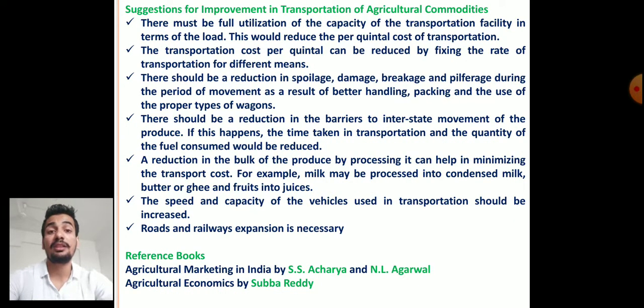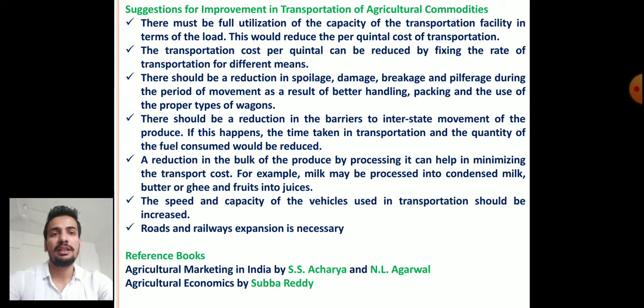The next is suggestions for improvement in transportation of agricultural commodities. There are a few suggestions. First, there must be full utilization of the capacity of the vehicle in terms of load. This would reduce the per unit cost of transportation. This is the first solution. Second, the transportation cost per quintal can be reduced by fixing the rate of transportation for different means. It is also a solution.